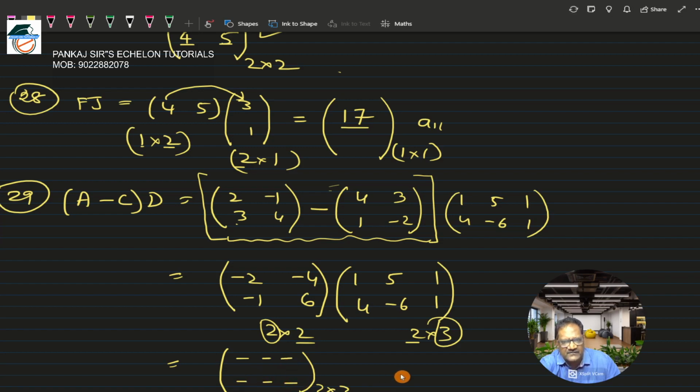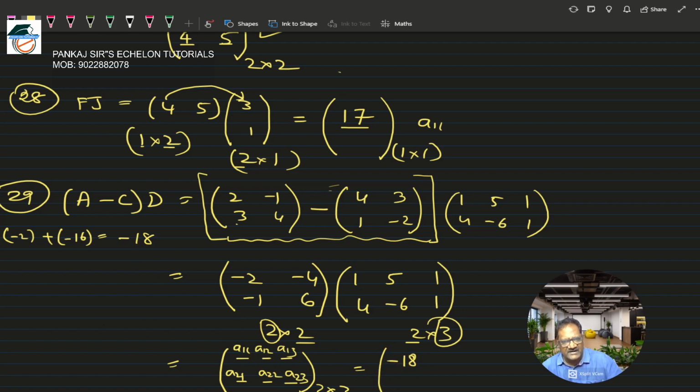Okay, fine. So one by one, let us try to put the values. This will be A11, this will be A12, this will be A13, this will be A21, this will be A22, and this will be A23. Quickly I'll do one by one. A11 means first row and first column. So minus 2 into 1 is minus 2, plus minus 4 into 4 is minus 16. This works out to minus 2 minus 16, which is minus 18. So I am getting the answer for the first value as minus 18.